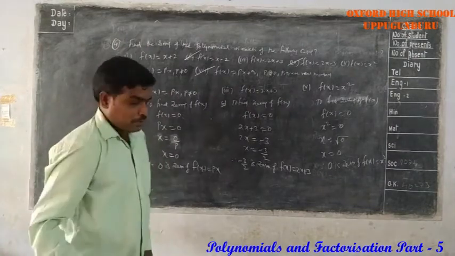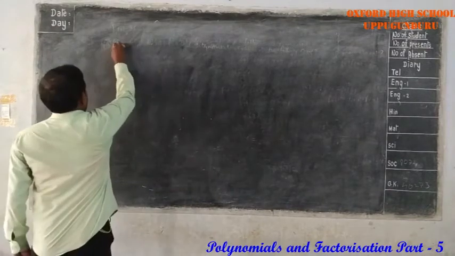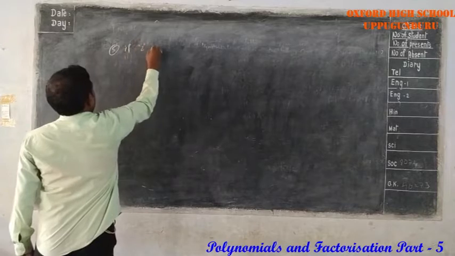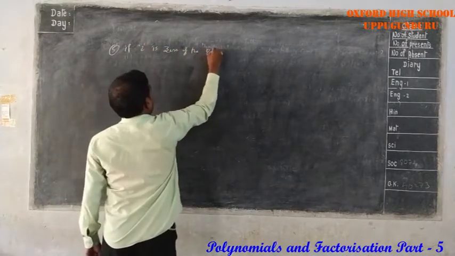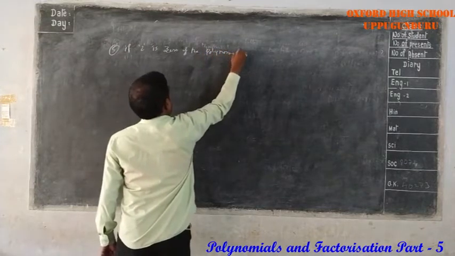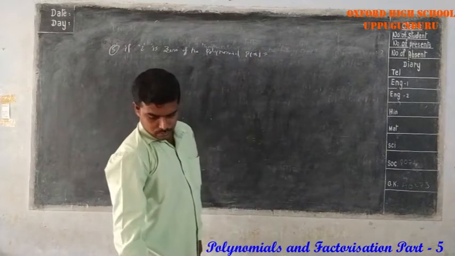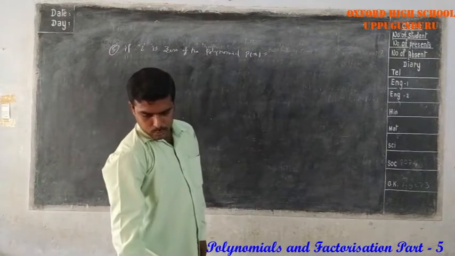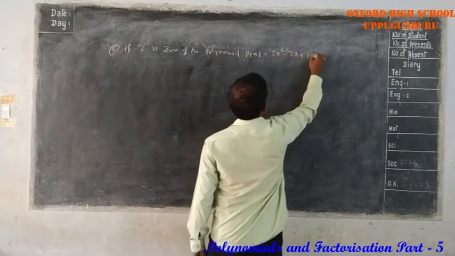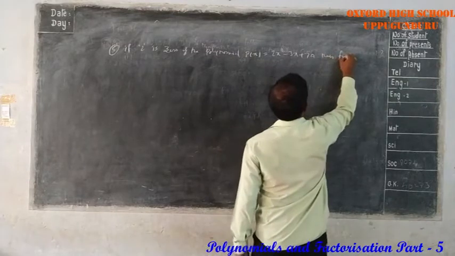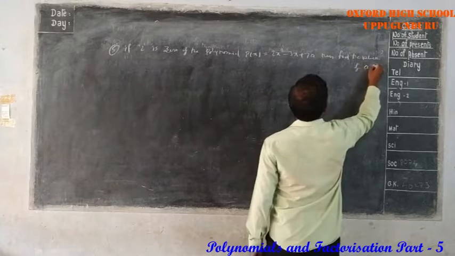Now I will tell you the fifth and sixth problems. Fifth problem: 2 is a zero of the polynomial p of x equal to 2x square minus 3x plus 7a, then find the value of a.